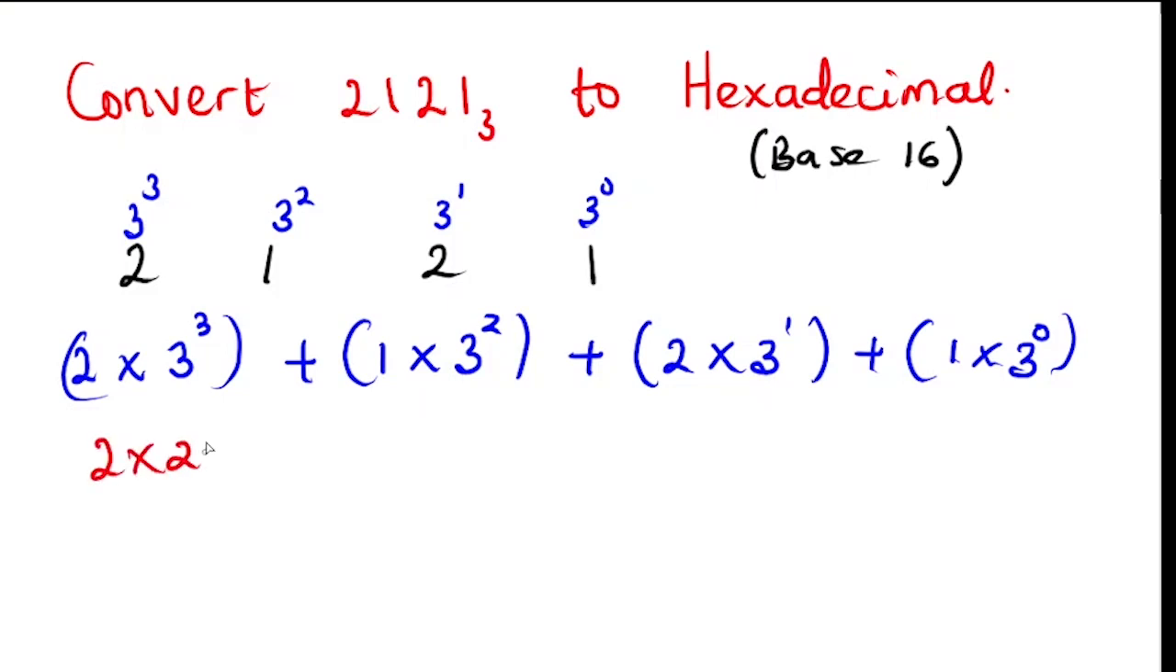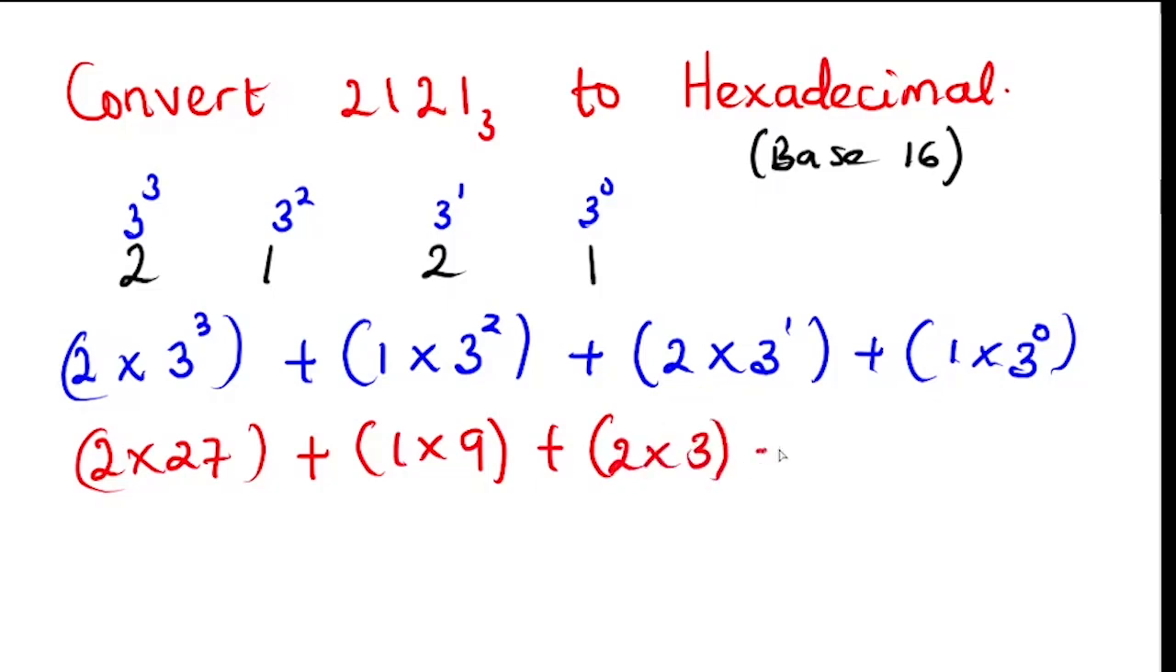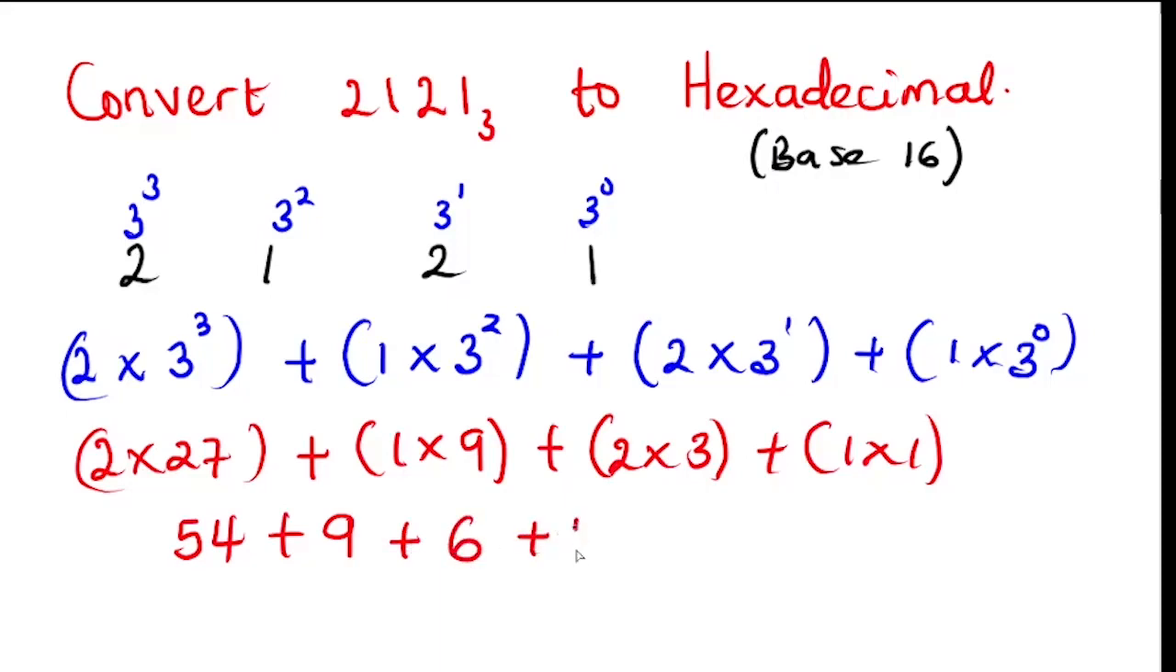So this is 2 times 27 in brackets, plus 1 times 3 in 2 places, which is just 3 times 3, which is 9, plus 2 times 3 raised to the power of 1, which is just 3 in one place, so that's 2 times 3, plus 1 times 1. Remember, any number raised to the power of 0 is 1. So 27 multiplied by 2 gives us 54, plus 1 times 9 is 9, 2 times 3 is 6, and 1 times 1 is 1.